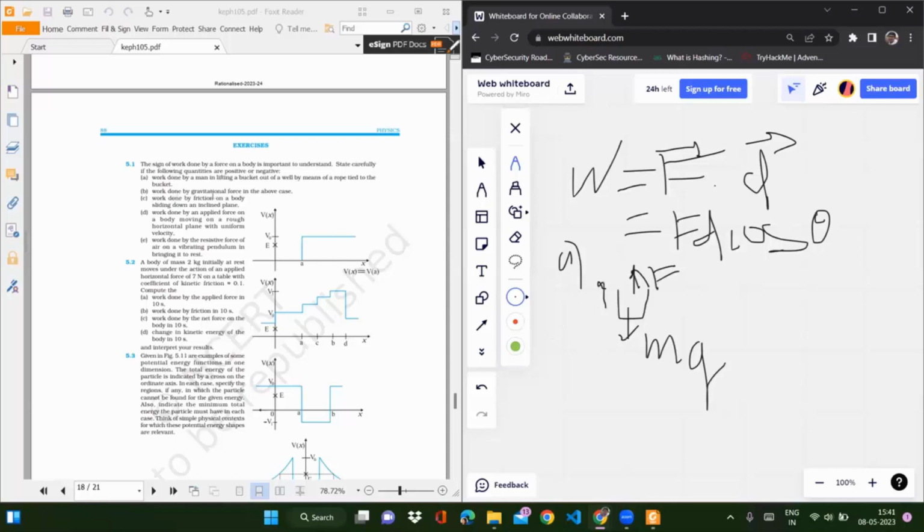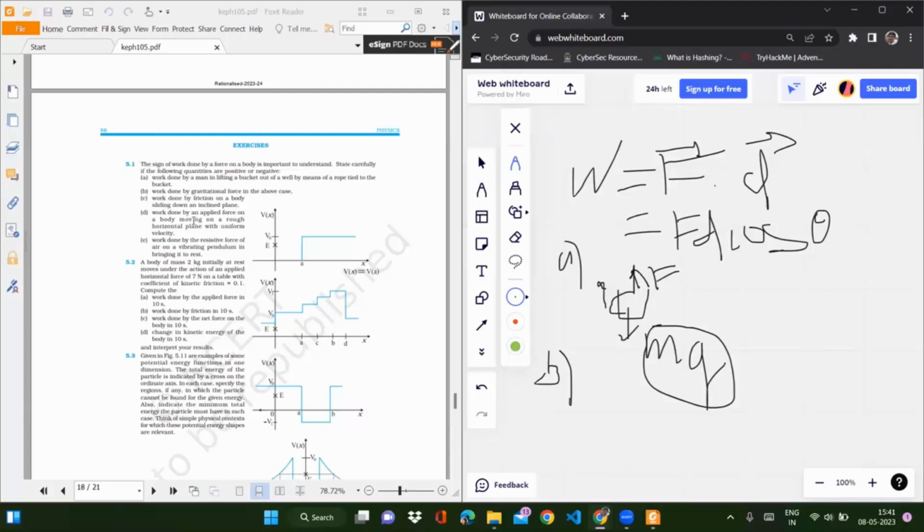Now in the second case, it is given work done by the gravitational force in the above case. So in the same case as above, it is asked what is the work done by the gravitational force. As the gravitational force is here mg, it is acting downside, and the displacement is vertically upwards. So here we can see there is a 180 degree angle between the displacement vector and the mg vector. So the cos theta in this case will be negative, and the work done by the gravitational force will be negative.